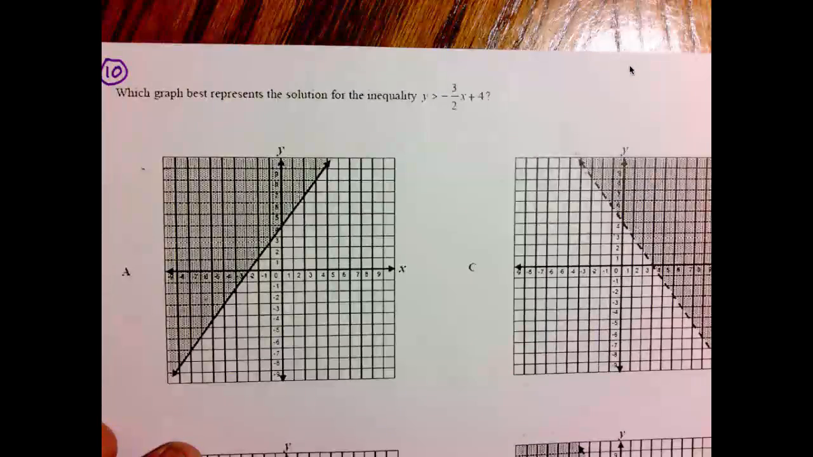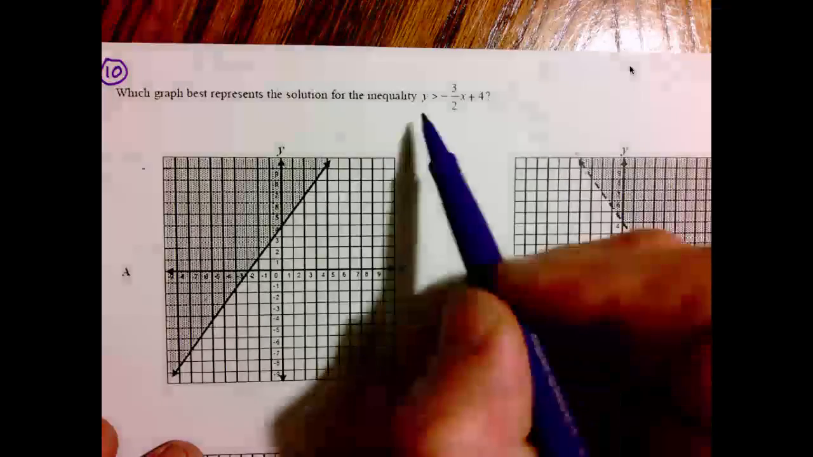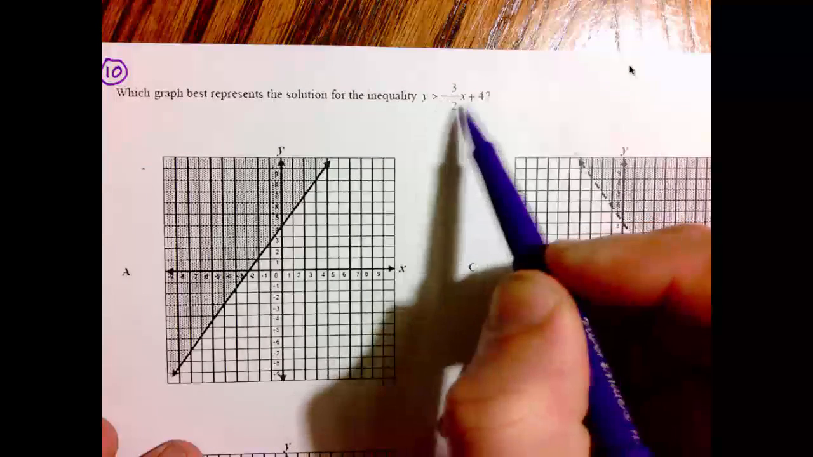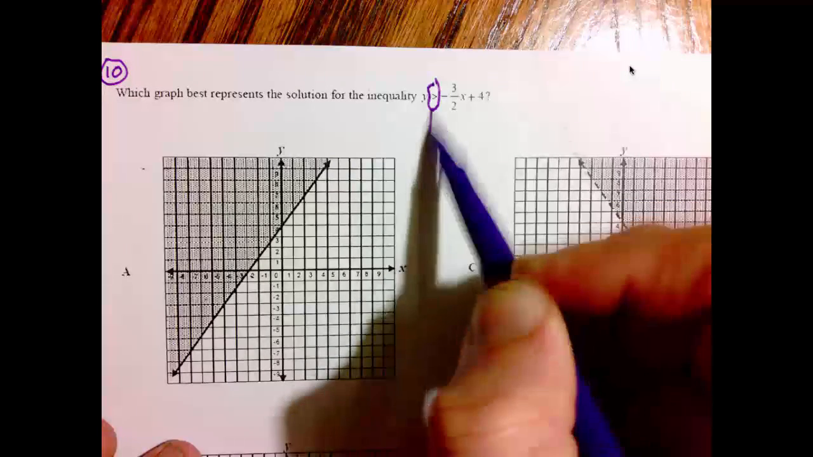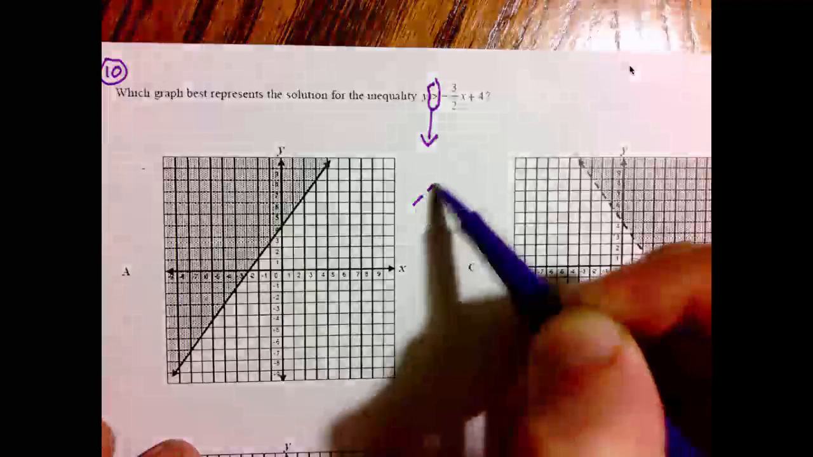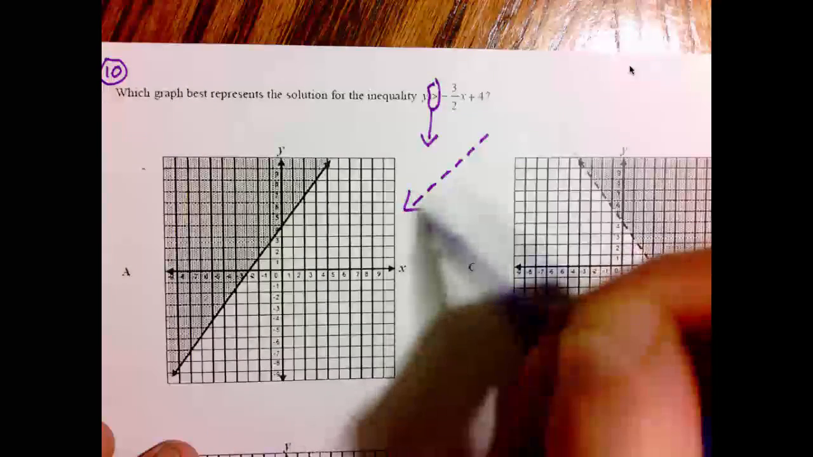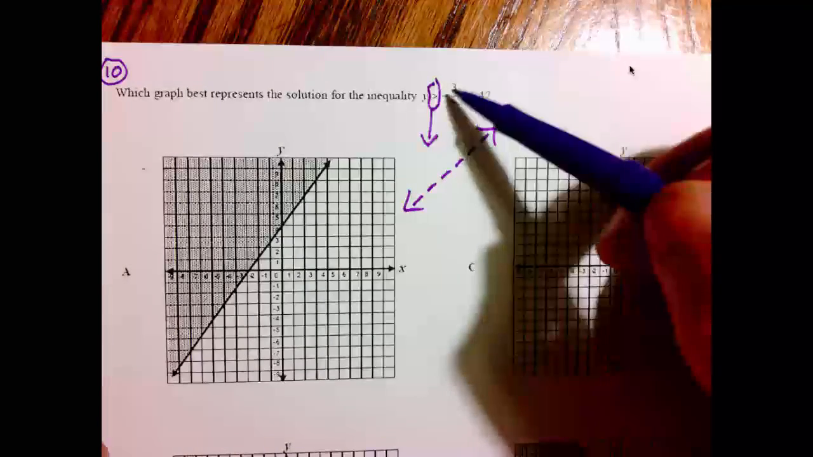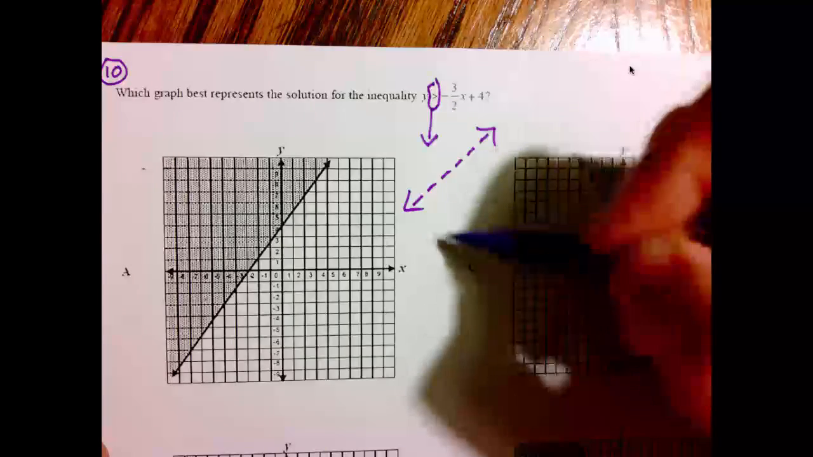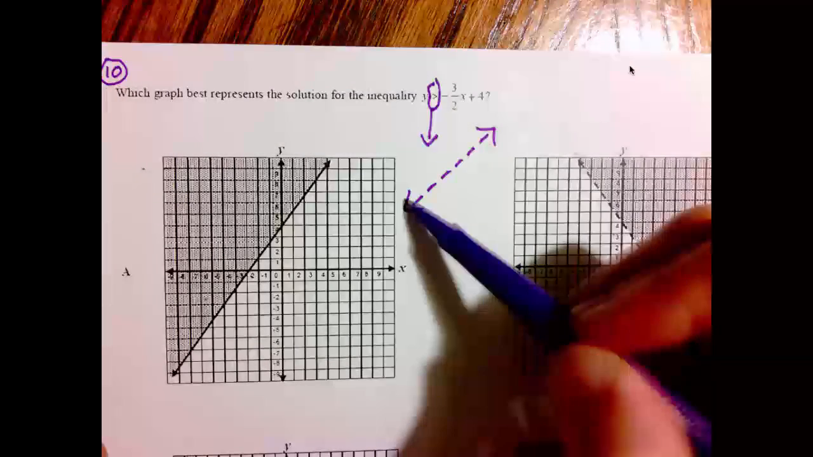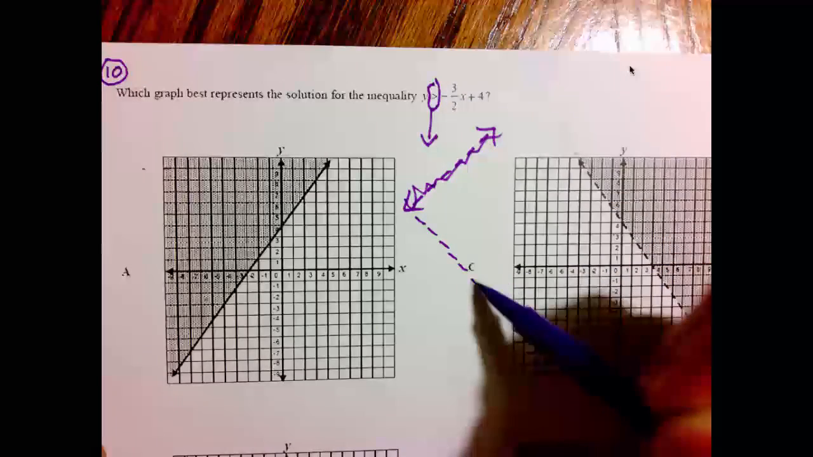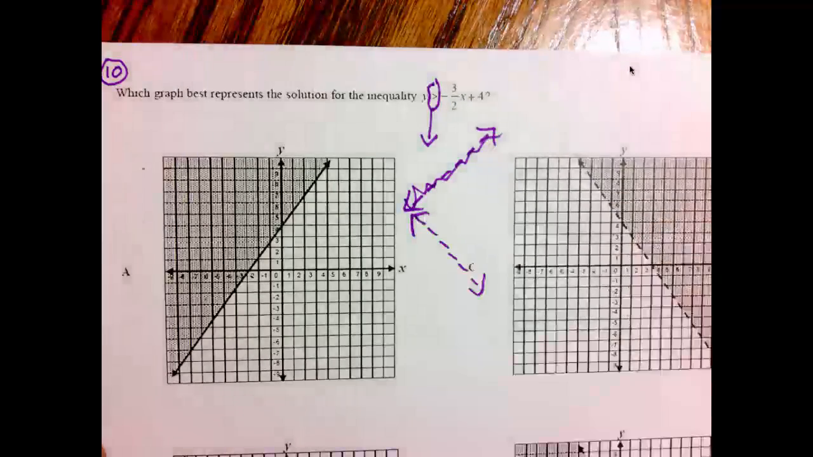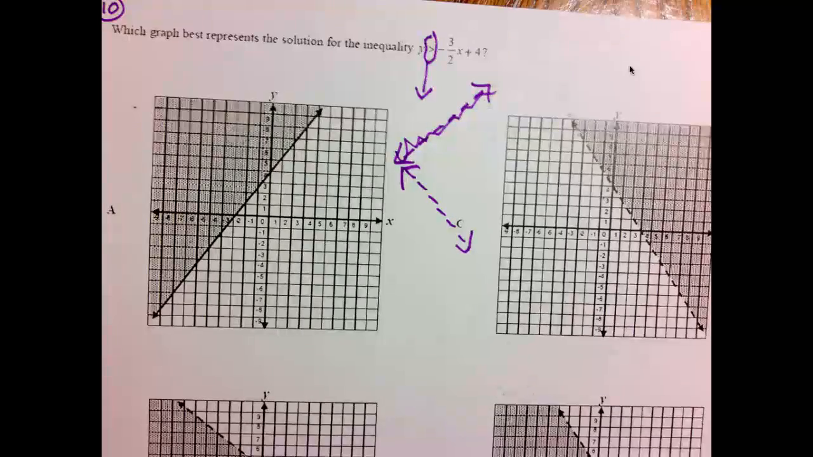Which graph best represents the solution for the inequality y is greater than negative 2x plus 2? Well, since our inequality lacks an equal sign, this tells us the line will be dashed. Okay, though it has a negative slope, so I know it needs to be actually moving downward. The line has a negative slope. It will be moving downward and be dashed. Well, unfortunately, that doesn't eliminate too many. It does knock out A.